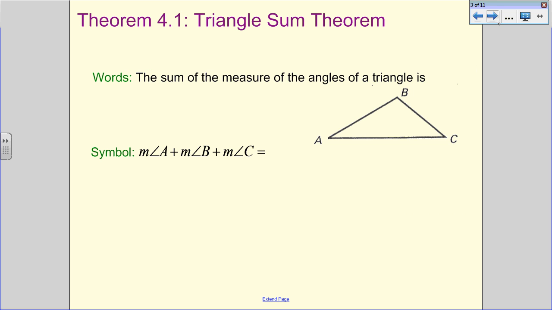All right, so let's take a look at what we're doing here. We have our first theorem, the triangle sum theorem. The sum of the measures of the angles of a triangle is, hopefully you already know this, 180 degrees. So symbolically, if we took the measure of angle A plus the measure of angle B plus the measure of angle C, that would equal 180 degrees.